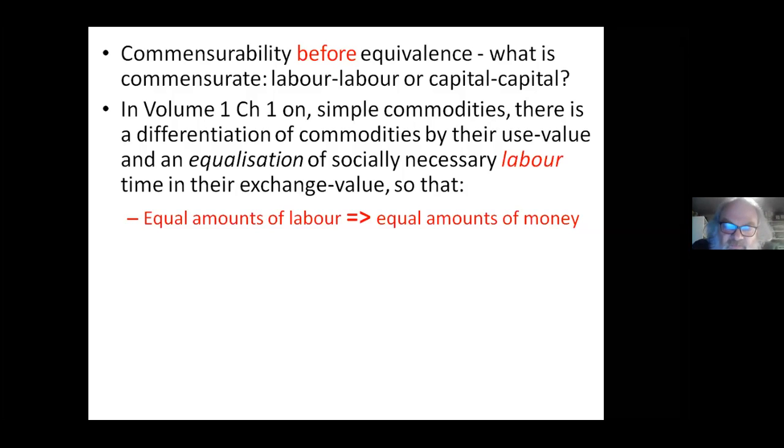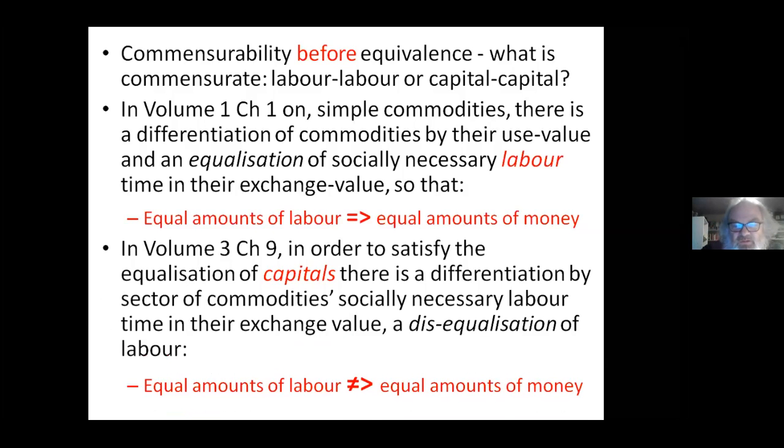If you look at section 3 of chapter 1, he uses an equal sign, and when he says that 20 yards of linen equal 1 coat, well, it's not our normal understanding of equal. What he's actually saying is that equal amounts of labor are expressed by equal amounts of money. That's what Marx is saying in chapter 1 of volume 1.